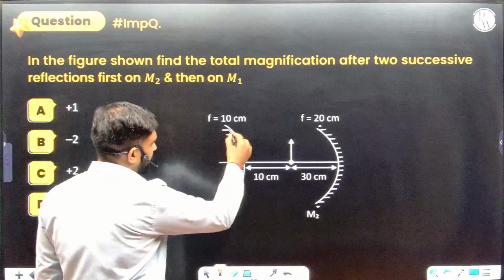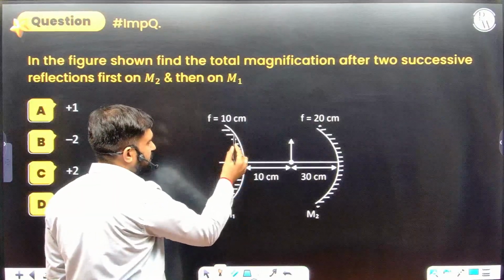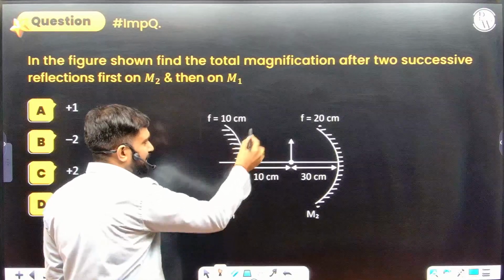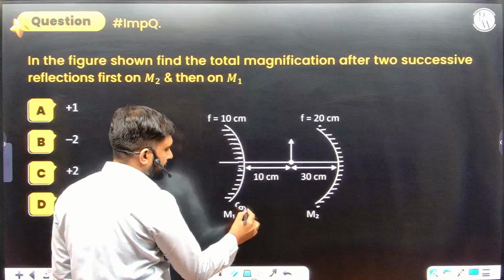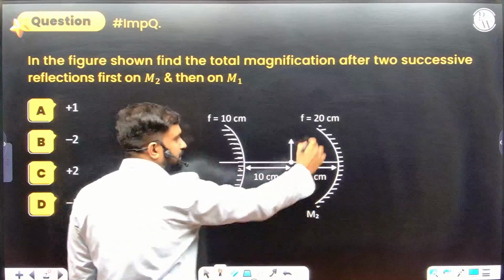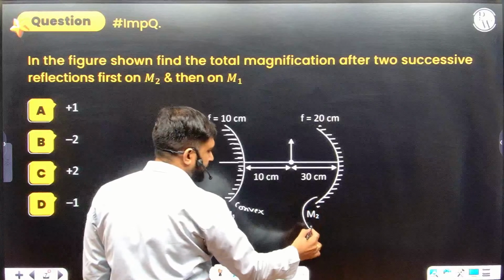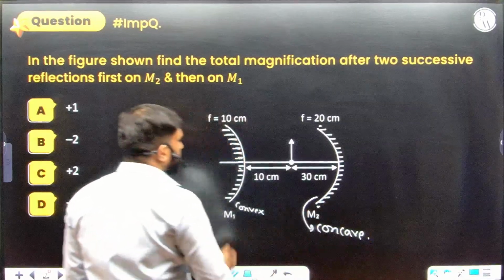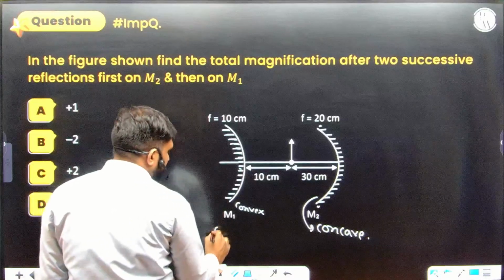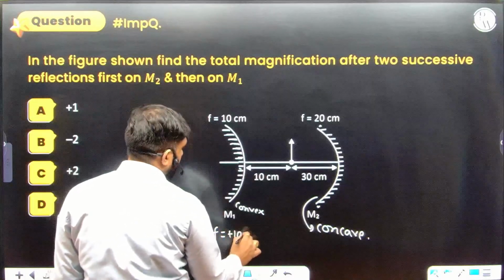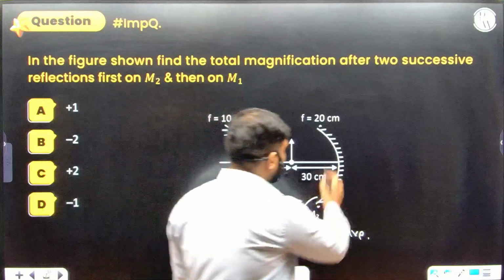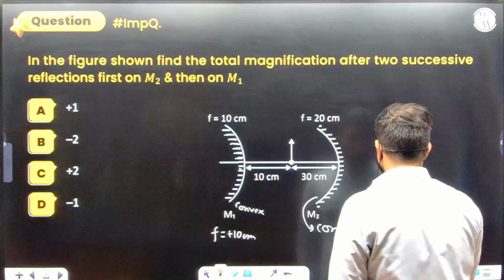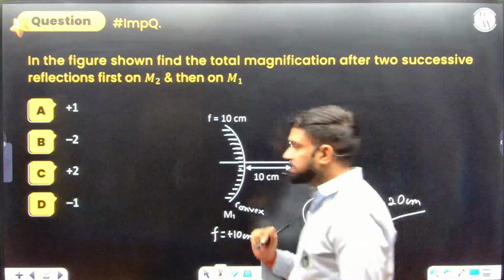there is a convex mirror. Can you see that this surface is silvered? So this reflecting surface is convex. Here the rear surface is silvered, so the reflecting surface is concave. Focal length of convex is taken as positive 10 centimeters, while the focal length of concave is taken as negative. This we have to do on our own. They will just give you the values, not with the sign.